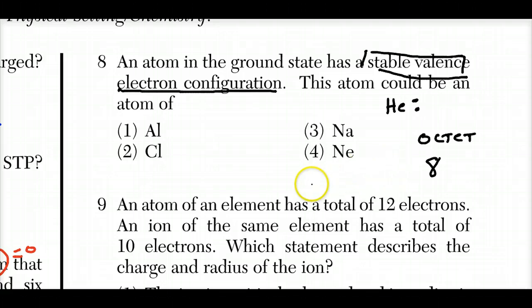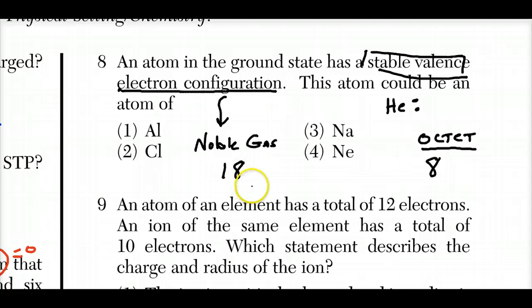Filling that s and p orbital makes elements, which wind up being gases, very, very stable. So let's look at their atoms here: aluminum, chlorine, sodium, neon. So what we're really saying is which one is a noble gas. Now, noble gases are in group 18.